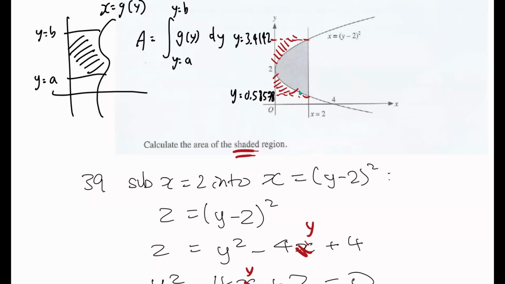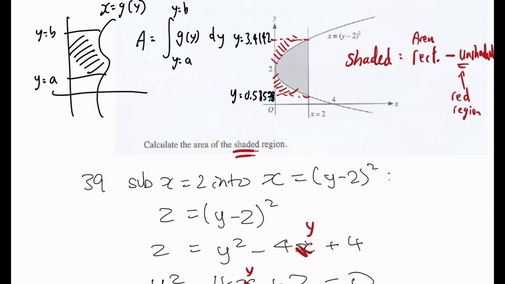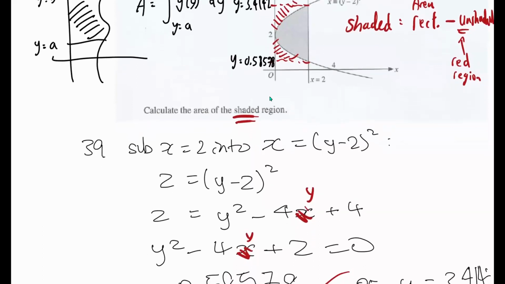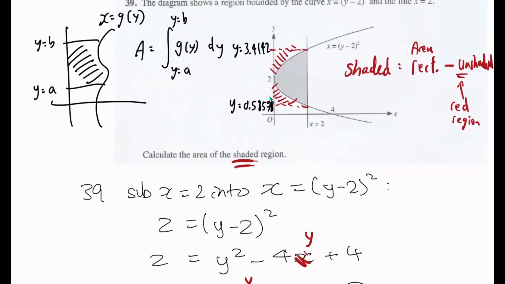Okay. So what minus what? How do you find a shaded region? Rectangle minus unshaded. Area of rectangle minus away the unshaded part. Yeah, in this case, of course, the unshaded part is the red region. Okay, good. So how do you find the area of this rectangle? It's really just finding the height here and the breadth here. It's 2 here and 3.414 minus 0.585.